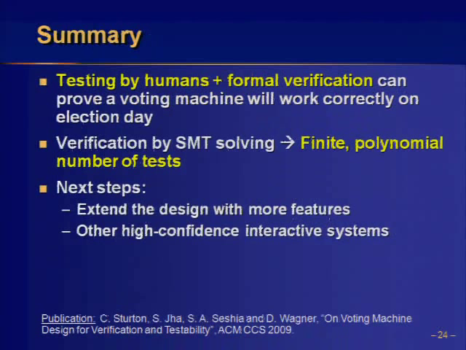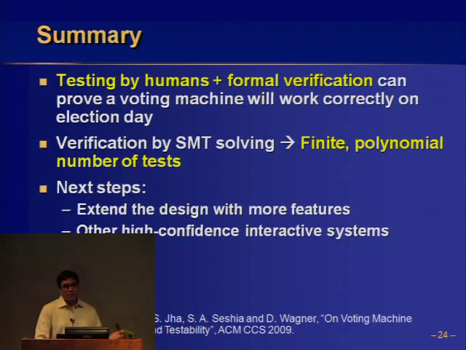Okay, so that's the brief tour of some of the work we did with electronic voting. I think one of the key things we showed is that you can combine formal verification with testing by humans to particularly ease the testing burden. And in particular, I talked about this way in which we can use formal verification to come up with a finite polynomial number of tests to administer.